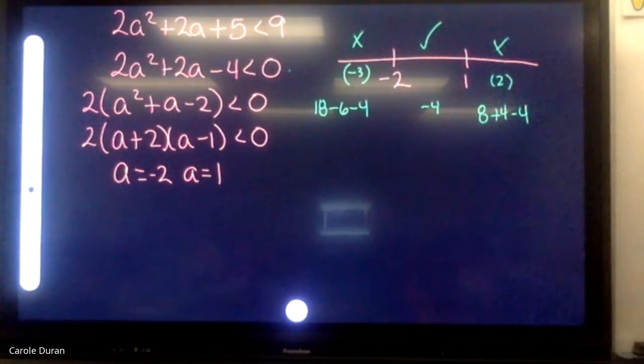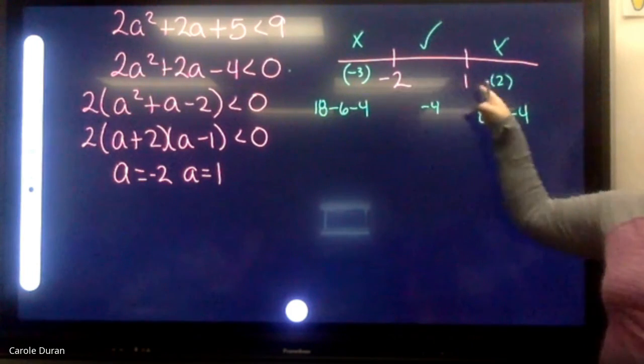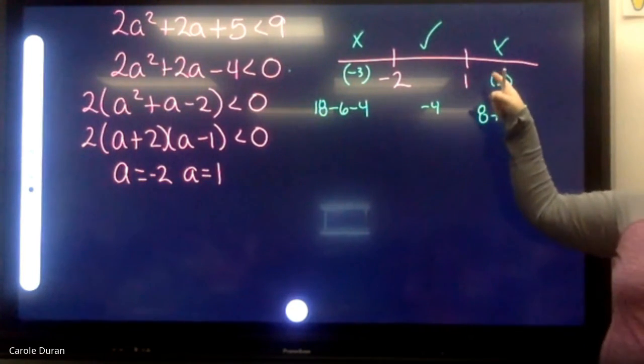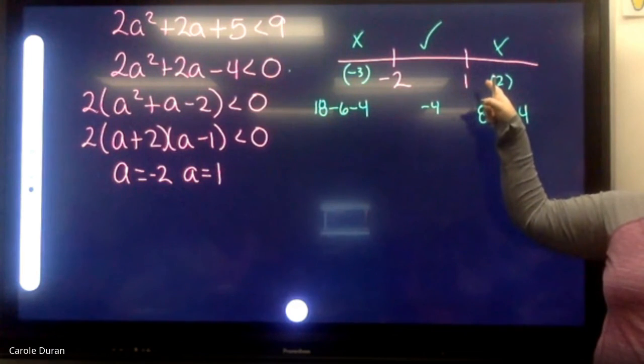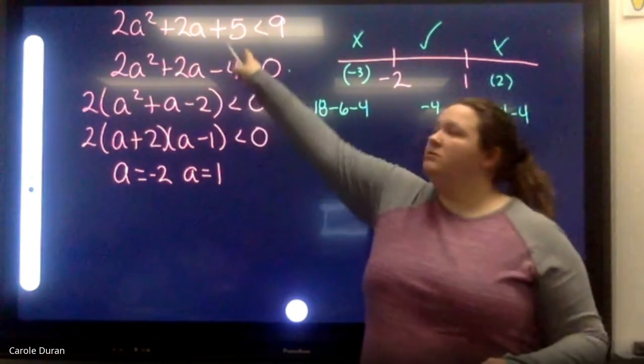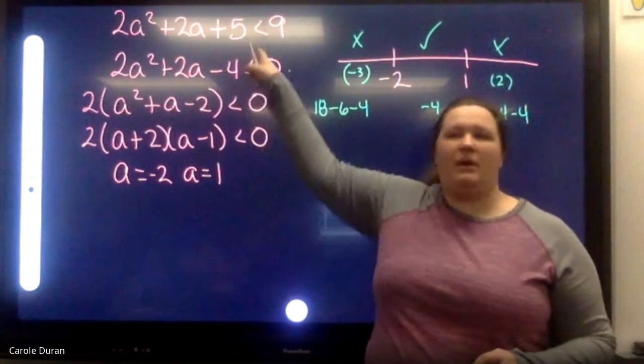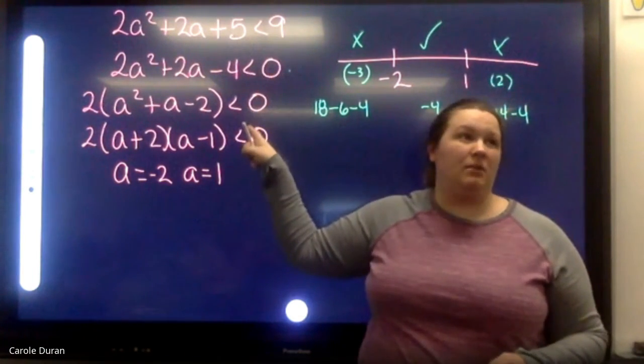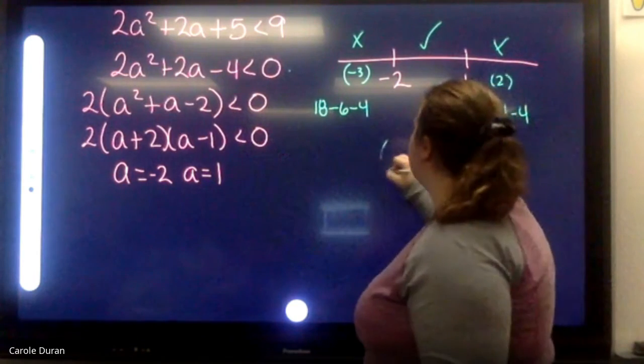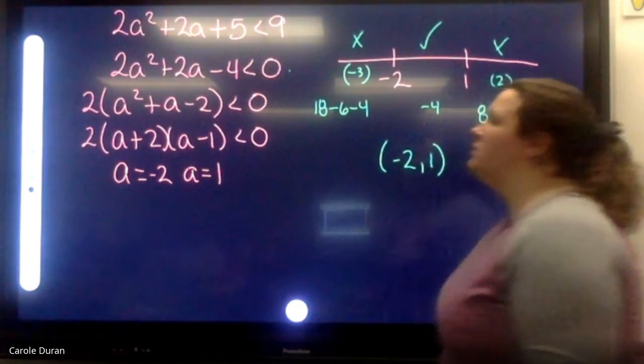So what's my solution set? Which interval worked? -2 to 1. Am I including -2 and positive 1? Yes or no? No, because this is a single inequality that did not include equals on it. So just -2 to 1.